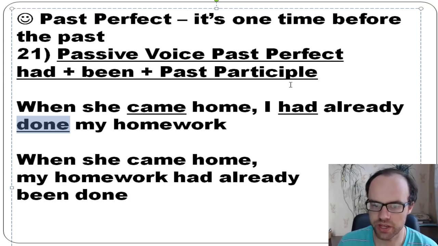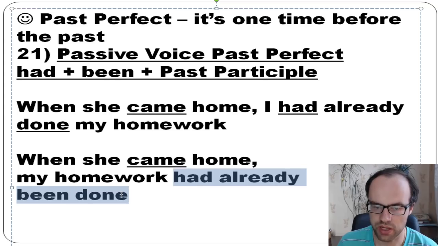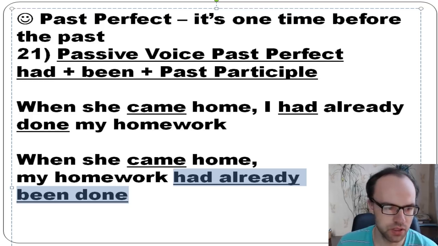Let's say it in passive voice. When she came home, it's past simple again, my homework, yeah? And then you need to use passive voice. Had been, or had already been, plus past participle, had already been done. So when she came home, my homework had already been done. Good.